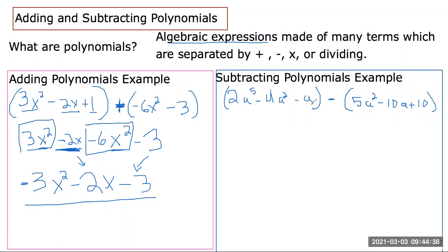So this is a polynomial. This is another polynomial. All right. So what you're gonna do is almost identical, except I'm gonna rewrite this.